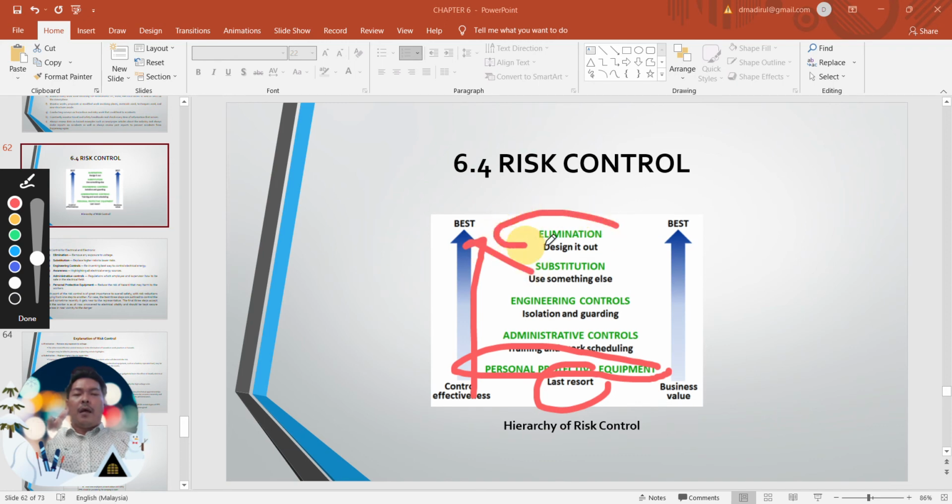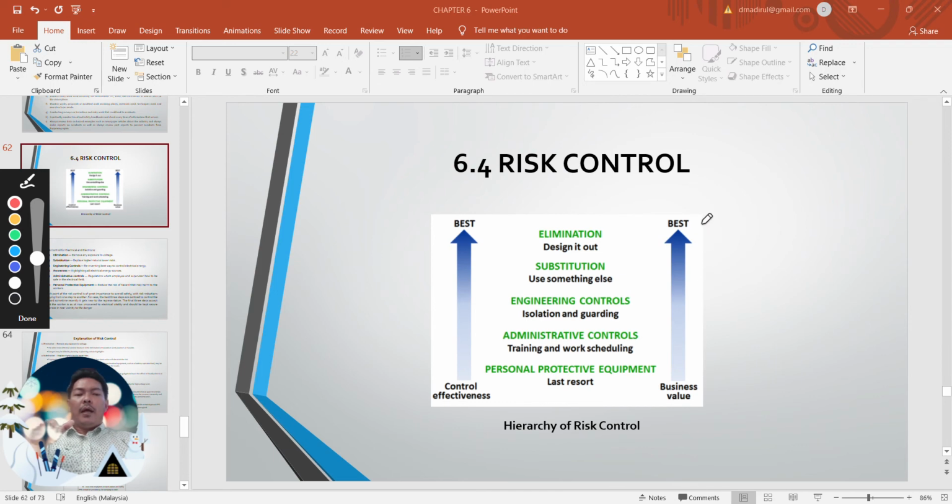So the best risk control is the elimination of the hazard itself, whereas the business value increases when the risk control is being increased also. In this case, elimination will give you the best business value, compared to personal protective equipment risk control.